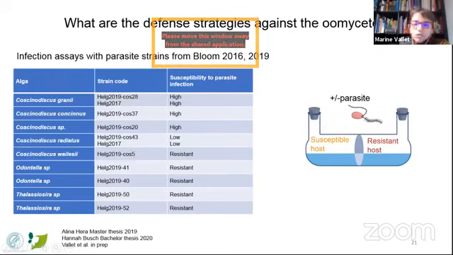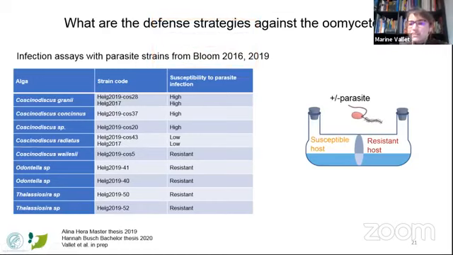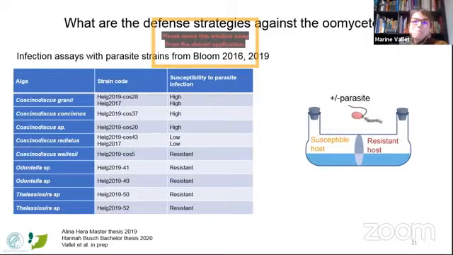I cannot say too much because we are still doing experiments, and we don't have a name of the metabolite yet, but hopefully maybe in one year or two, we can explain more about what's happening there.